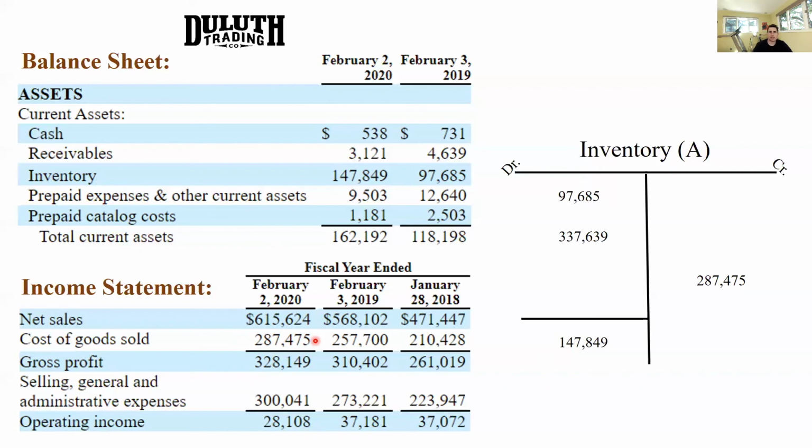And that is it. So what we did was we took information from the balance sheet and income statement and we recreated the inventory T account. And that was pretty fun. And I'm sure we'll do this a lot more.